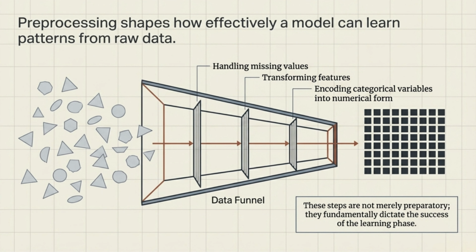Pre-processing determines how effectively a model can learn from raw data. It involves handling missing values, transforming features, and encoding categorical variables. These steps convert unstructured inputs into a usable numerical format. Strong pre-processing directly influences the success of the learning process.